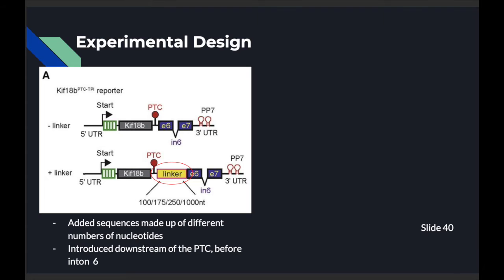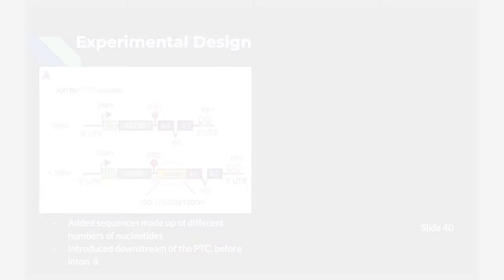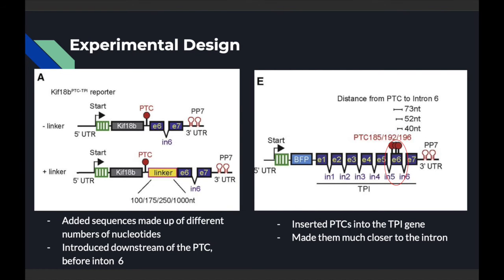The composition of their control, the gene with no inserts, is shown at the top of figure 5A. Below is the modified reporter with the linker insert. A second assay was set up to investigate how small distances between a PTC and intron affects NMD. This was done by inserting PTCs into the TPI gene at 73, 52, and 40 nucleotides upstream of intron 6.